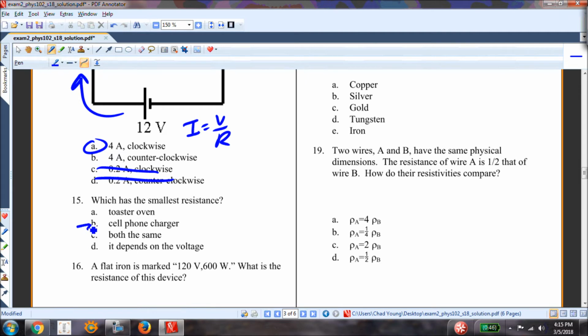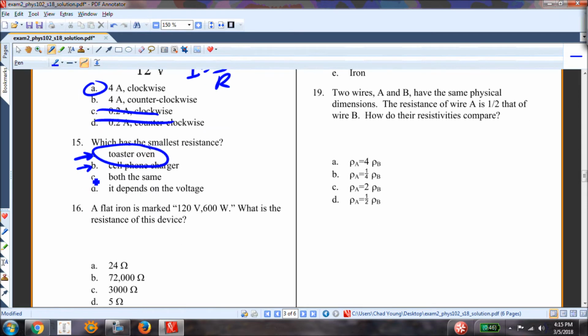Which has the smallest resistance? Well, this actually is a really low power. This is a high power. The toaster oven gets really hot. It allows a whole bunch of electrons through. That means it has a small resistance.